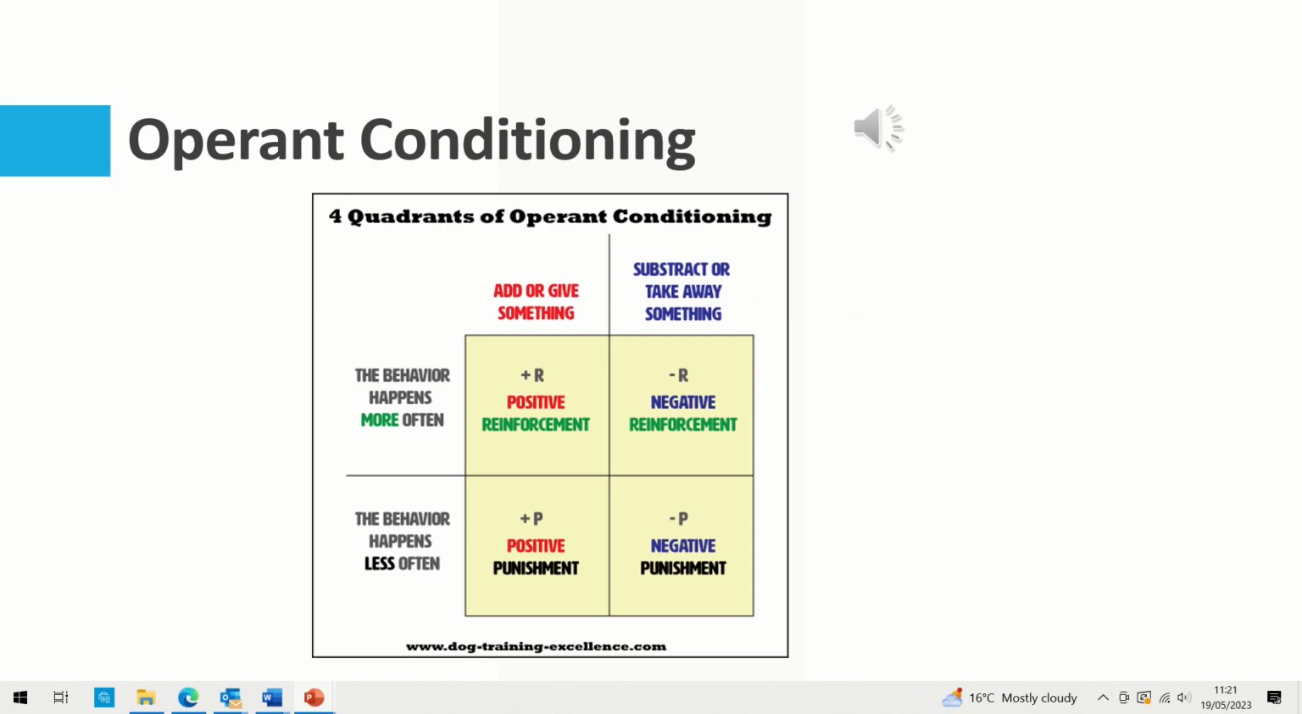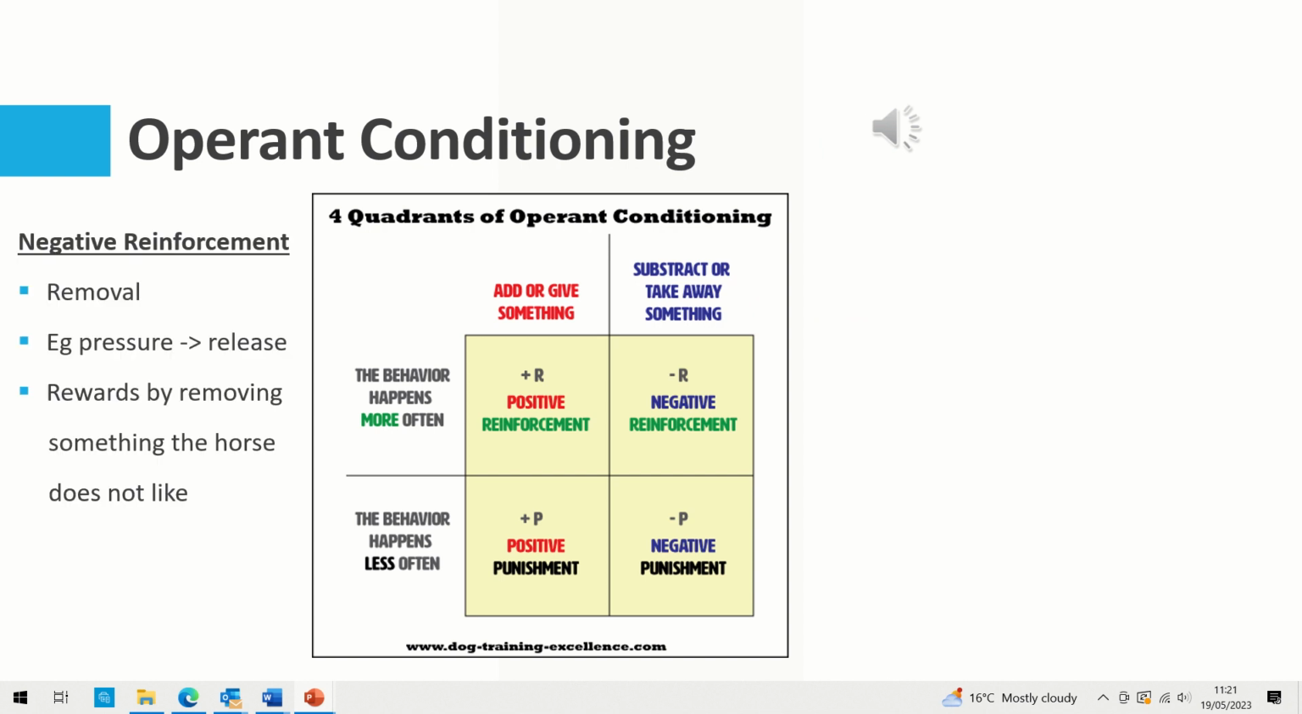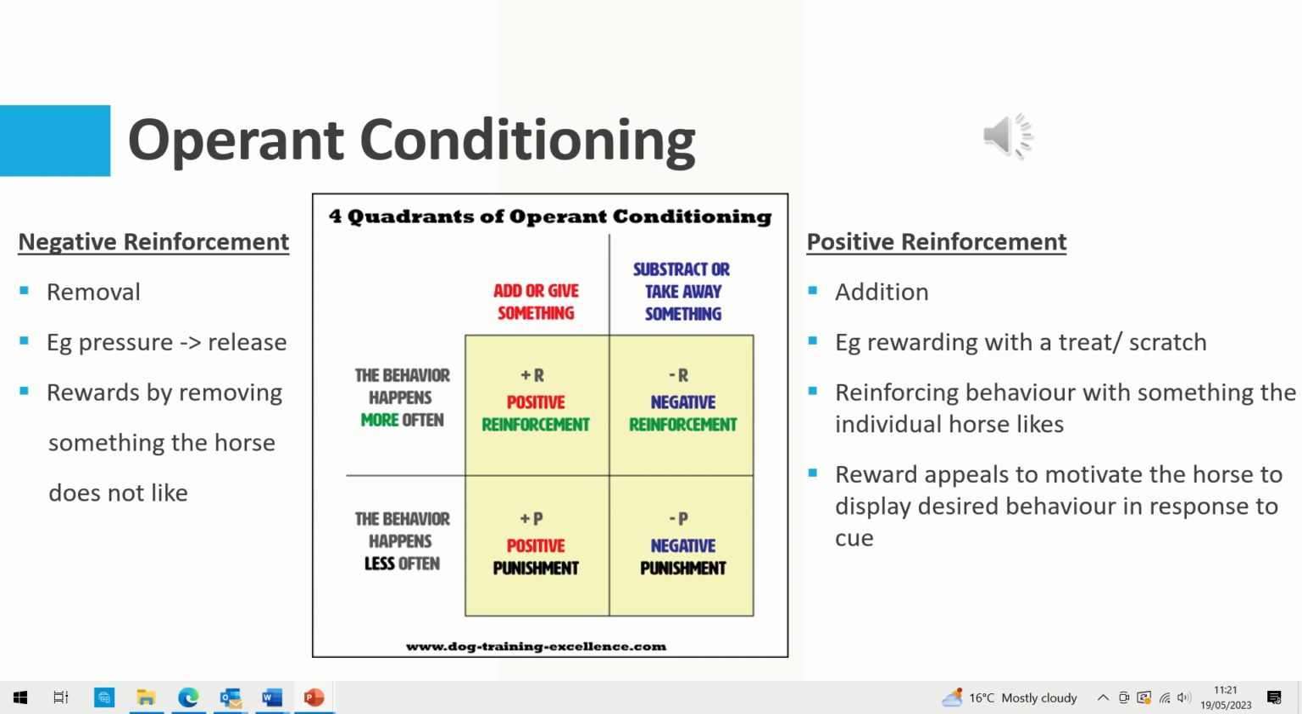Operant conditioning can include positive or negative reinforcement. When using negative reinforcement, something is removed, e.g. pressure. The horse is rewarded by removing something that it doesn't like. Positive reinforcement includes an addition, such as giving the horse a treat or a scratch as a reward. It reinforces the behaviour with something the horse likes and can be based on its individual motivations. The reward needs to appeal to motivate the horse to display the desired behaviour in response to the cue.